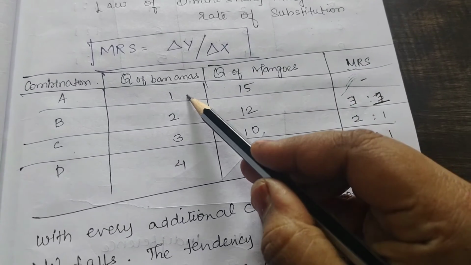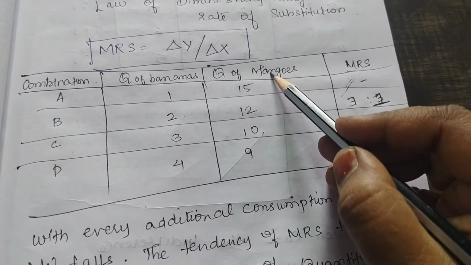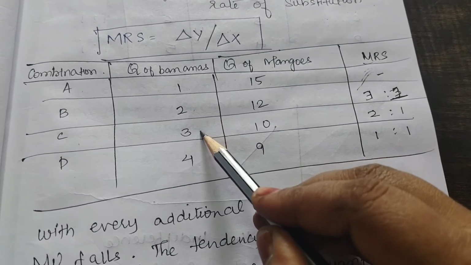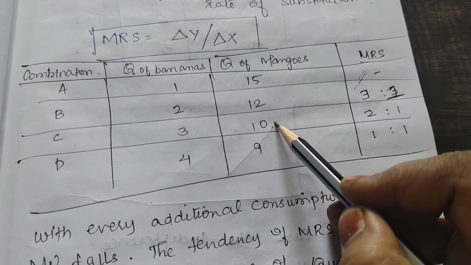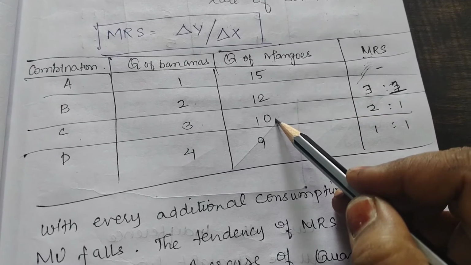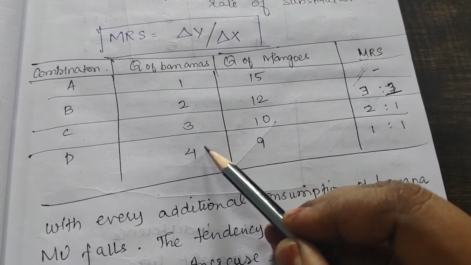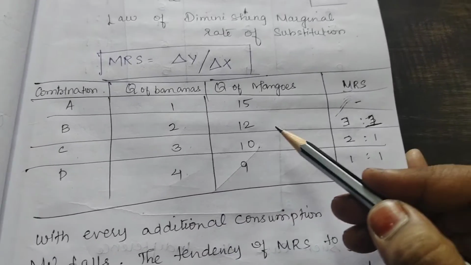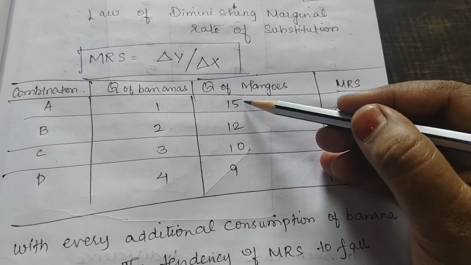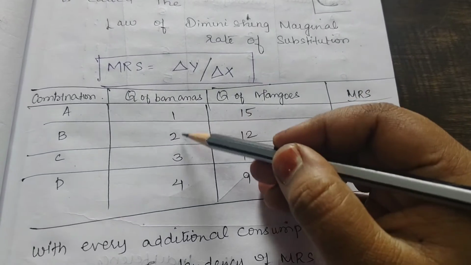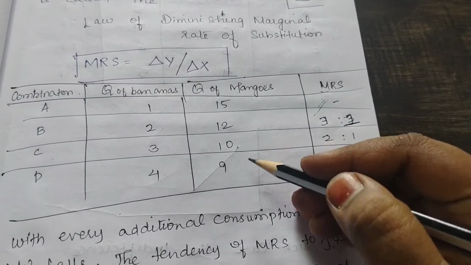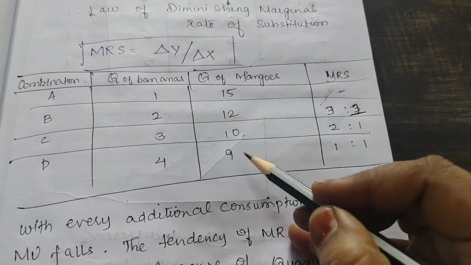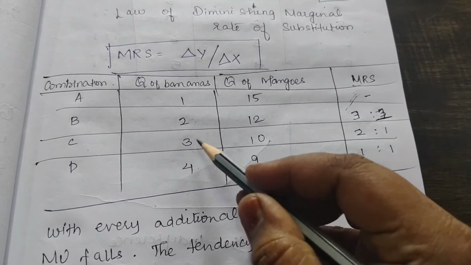Now you are increasing the quantity of banana, so you have to give up some quantity of mangoes. Similarly, when you purchase 3 bananas, you have to give up 2 mangoes, so it is now 10. And if you increase the banana by one more, you have to give up one more mango. So here you can see 15 minus 12 is 3, 2 minus 1 is 1, 12 minus 10 is 2, 3 minus 2 is 1, 10 minus 9 is 1, and 4 minus 3 is 1.